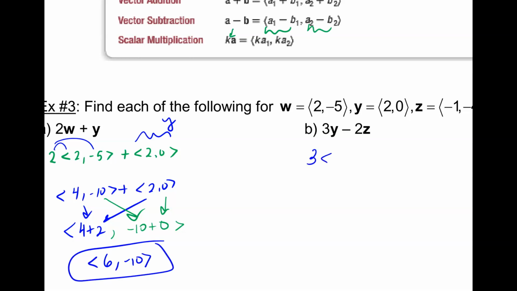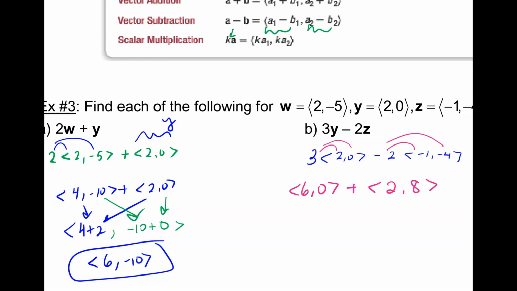So 3 times the vector 2 comma 0 minus 2 times the vector, let's see, negative 1 comma negative 4. I'm going to distribute out a 3, and I'm going to distribute a negative 2, that way it's adding. So 6 comma 0, adding 2 comma 8. So add corresponding parts. So add the x's together. 6 plus 2 is 8. 0 plus 8 is 8. Add corresponding parts. Cool. And then that's it.